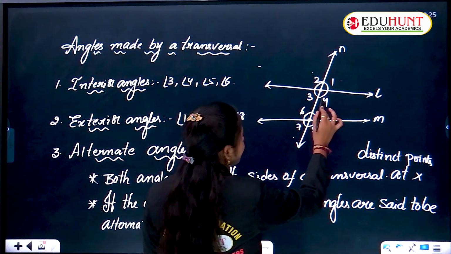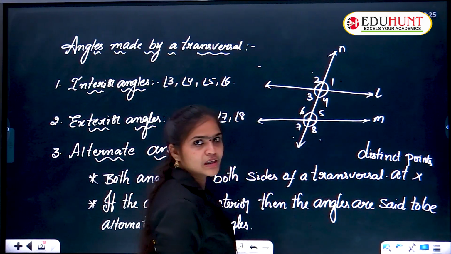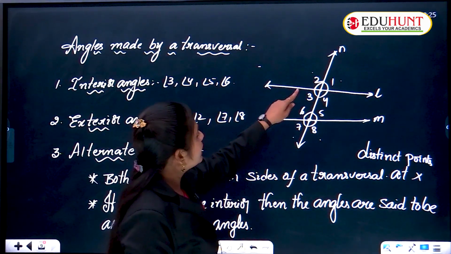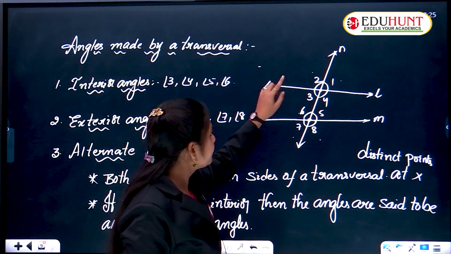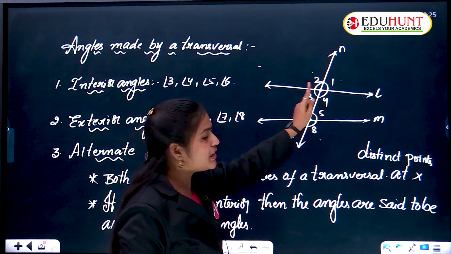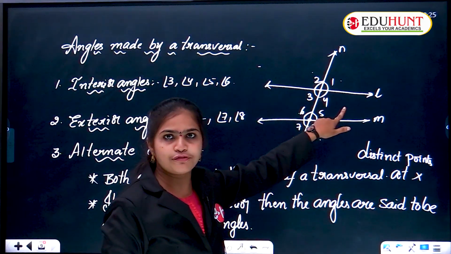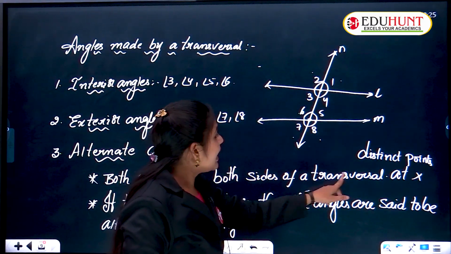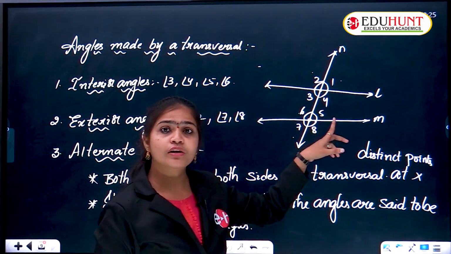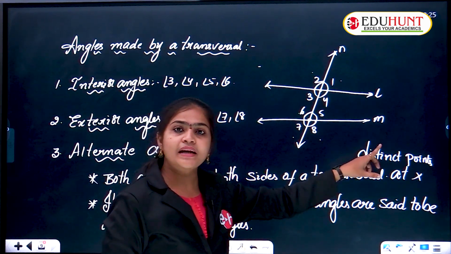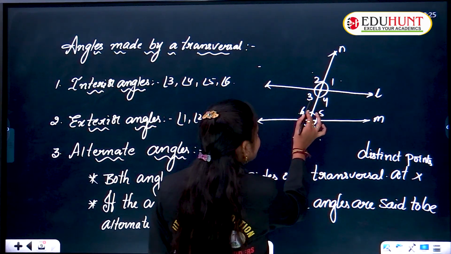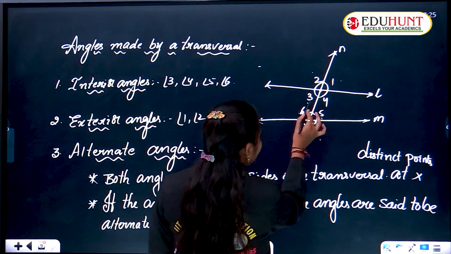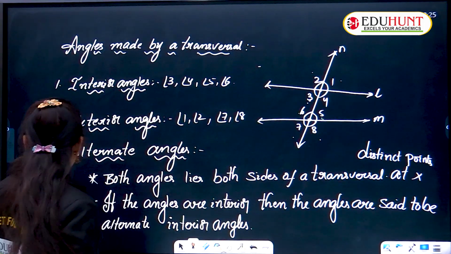3, 4, 5, 6 are the interior angles. Now we are talking about alternate interior angles. Two angles lie on both sides of the transversal, then we can take 3 and 4. Understood? At distinct points, 3 and 4 are adjacent angles. But at distinct points means those two are non-adjacent angles, so you have to check 3 and 5. 3 and 5. Understood?